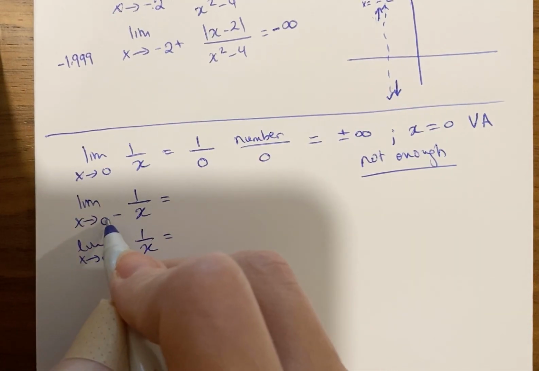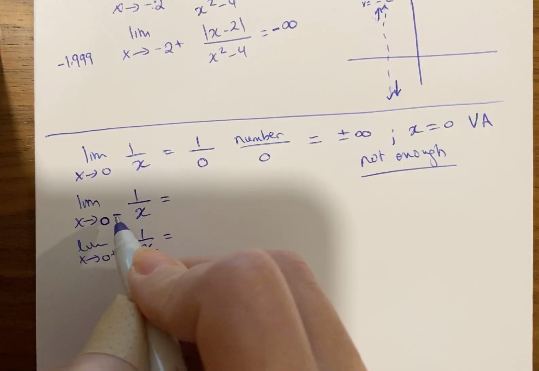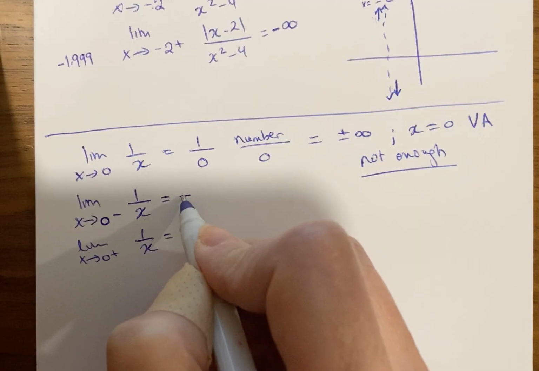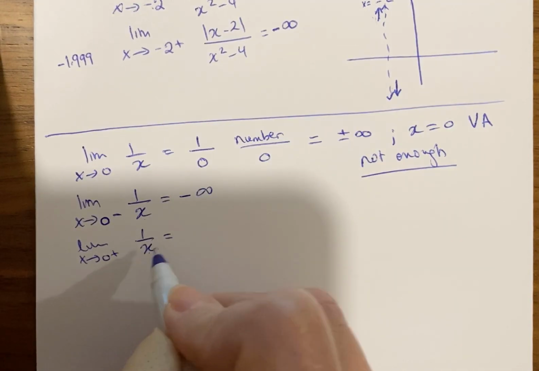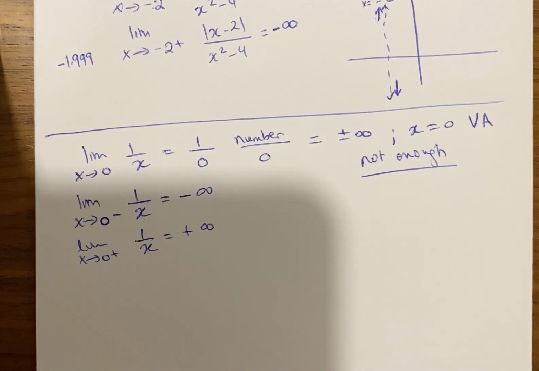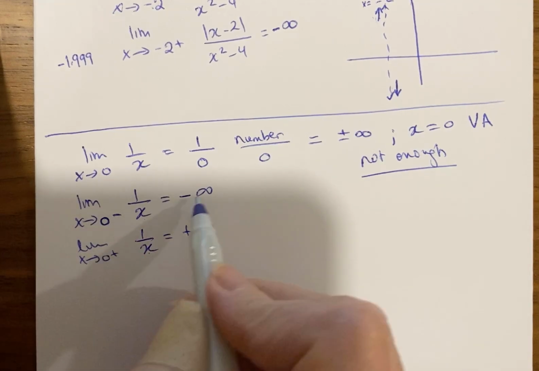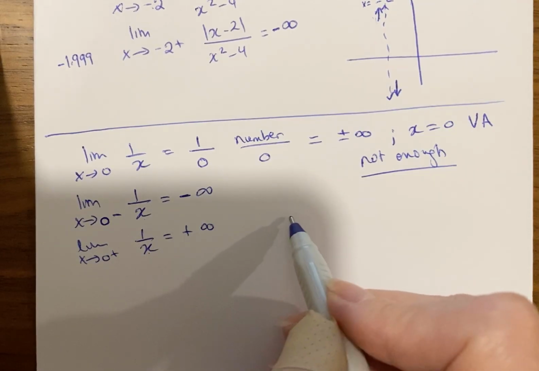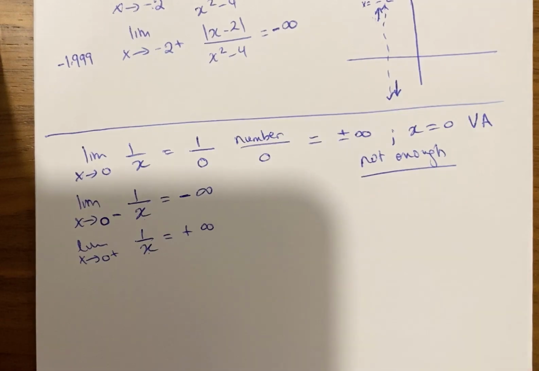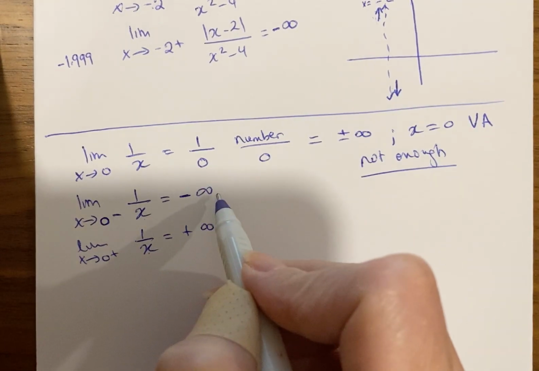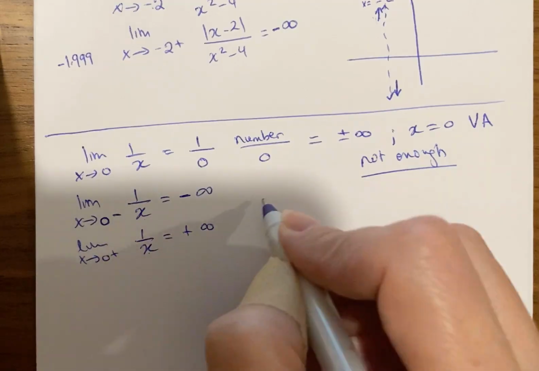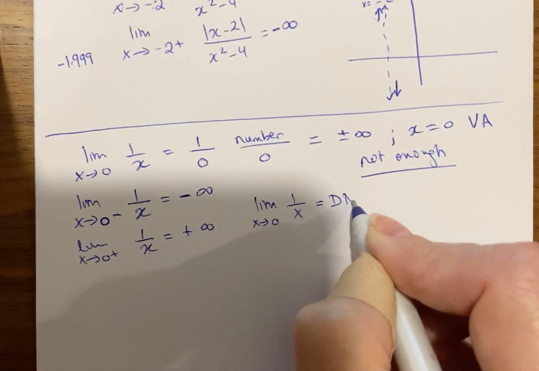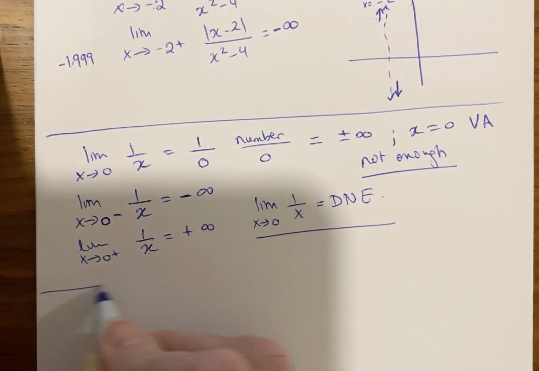So what do I do? I take a number very, very, very small, less than 0, meaning it's negative. 1 over a negative 0.00001 will become negative million, so negative infinity. 1 over a positive will become plus infinity. So the limit from the left is not equal to the limit from the right. They are not the same. If they were the same, I could say the limit as x approaches 0 is plus infinity, for example, or minus infinity. But because they are different, this limit cannot be described except with the words does not exist.